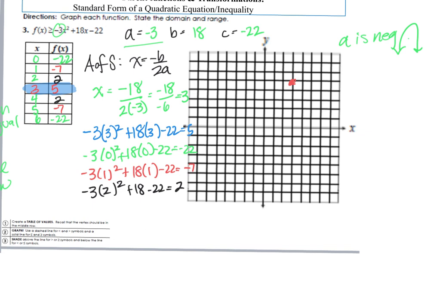Okay, let's plot the points that we have. So remember, our arrows are going down because it's negative for our A value. So we are at, let's see, 4 and 2 and 2 and 2.